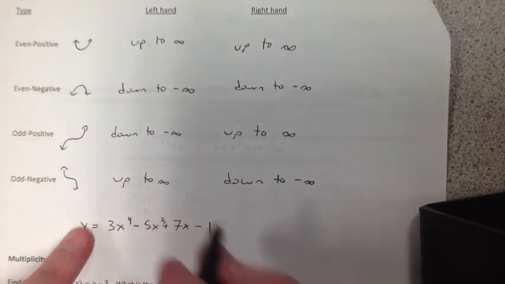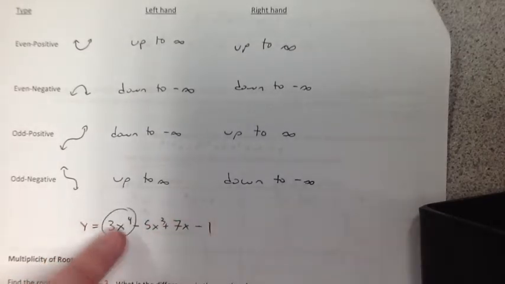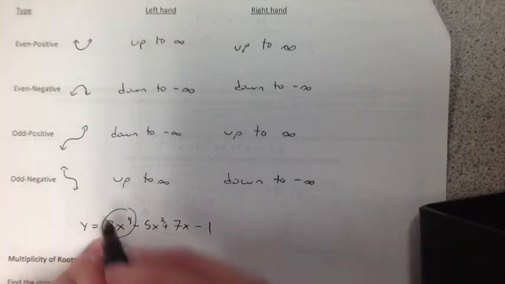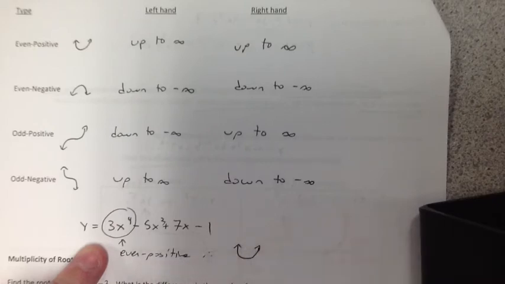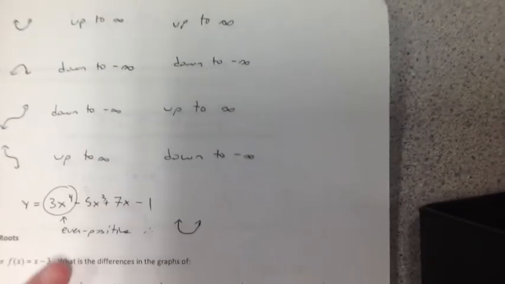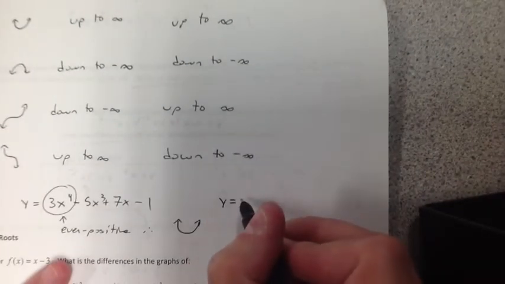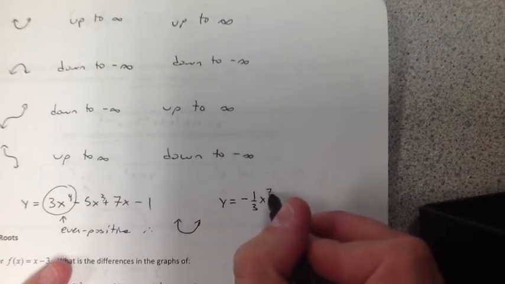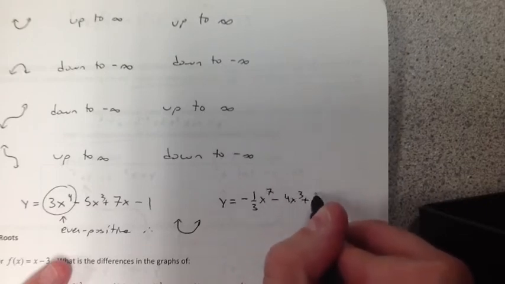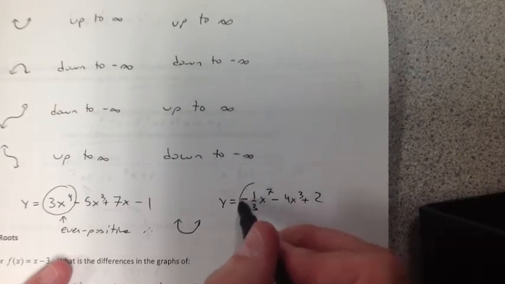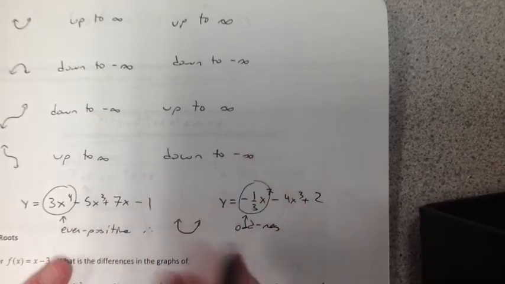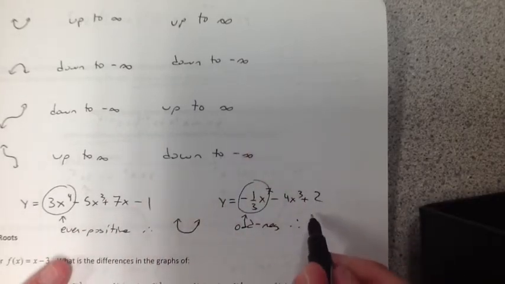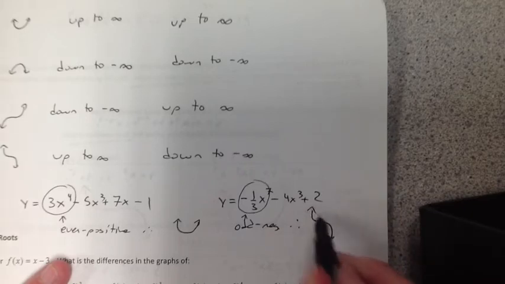Now, in the middle part I don't know, but I know, because my lead coefficient here is even and positive, this graph, we call it even positive, will therefore look like a parabola in the end. Whereas if I have something like y equals negative 1/3 x to the 7th minus 4x cubed plus 2, my lead coefficient here is odd negative. Now, I don't know exactly what the graph looks like, but I know if I go off into the future, it's going to look like this in the end.